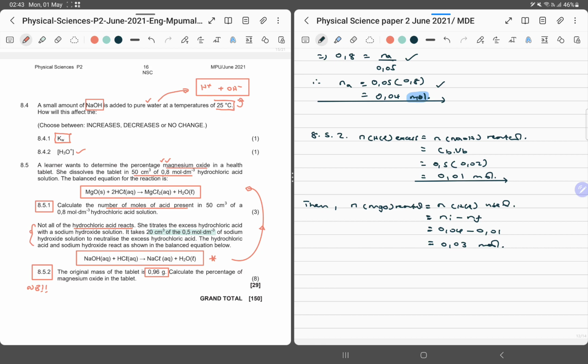That is the number of moles of magnesium oxide that actually reacted. Now that is great. 0.04 minus 0.01. I have trust issues with words. So do you see this thing was becoming a little bit easier?